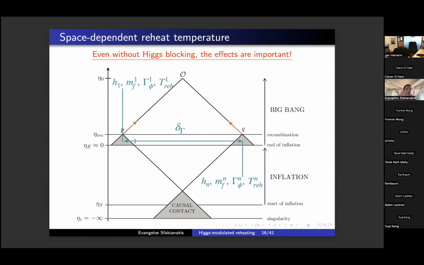This means that there'll be a delta gamma, right? A difference in the decay rate between the 2 patches, which will result in a difference of the temperature of the 2 patches. Because if the decay rate is larger, the inflaton decays quicker, easier, larger reheat temperature. If the decay rate is smaller, the universe has more time to cool by the time it decays, so the reheat temperature is suppressed.